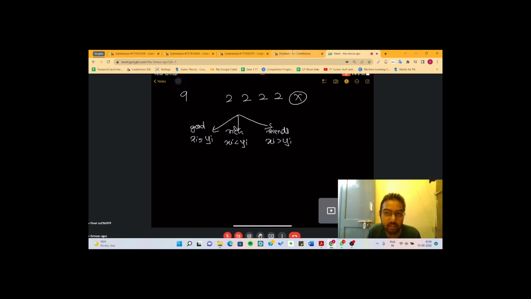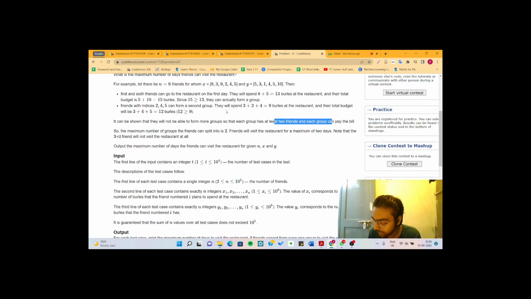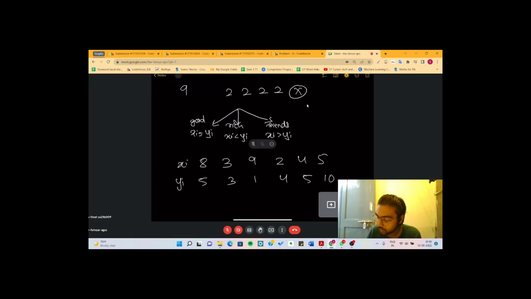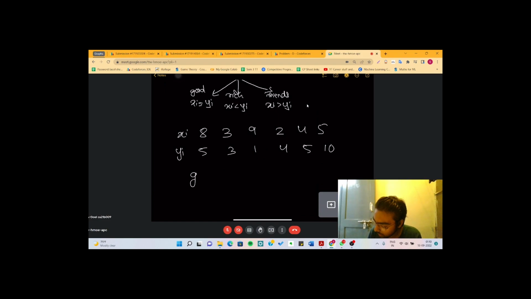Now for the first test case, let's go through the numbers. It is 8, 3, 9, 2, 4, 5 for xi. Yi is 5, 3, 1, 4, 5, 10. Right, so I've written this down. Now let me write good, profit, and loss. These people are the profitable people, and these are the lost people. Good means they just equalize themselves every time.